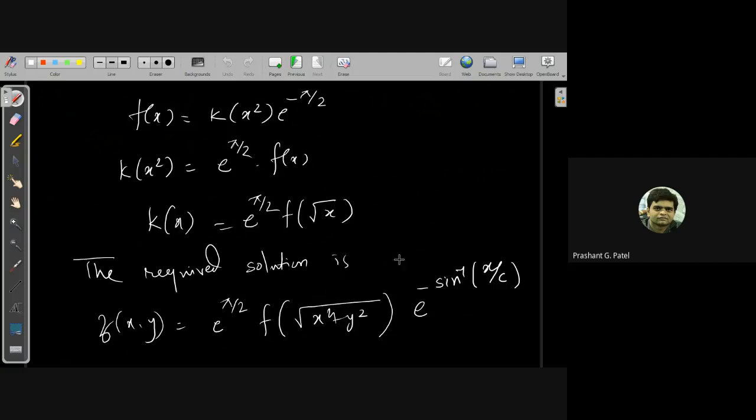Now we'll discuss. So what we have discussed here is the geometry of semi-linear equations. Now we'll discuss the geometry of quasi-linear equations.